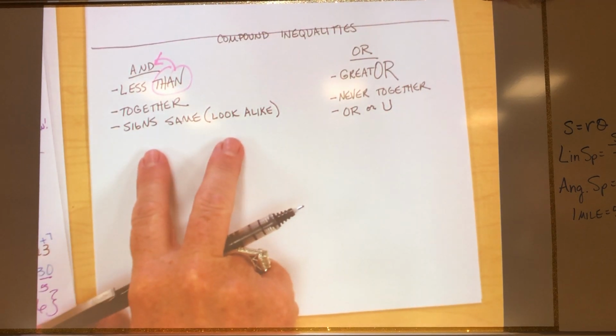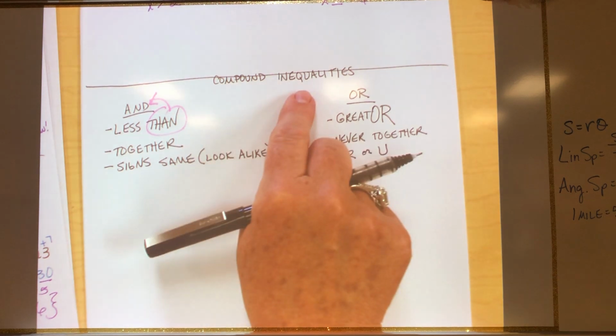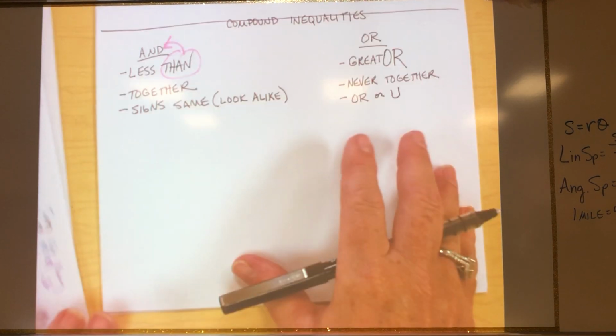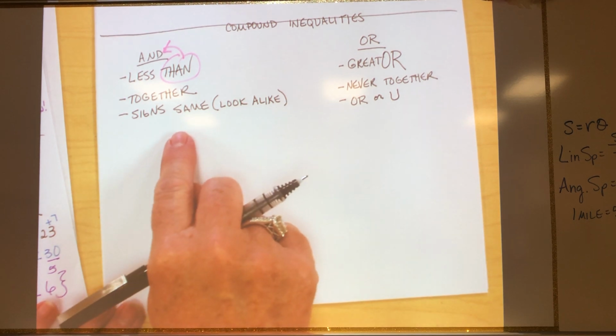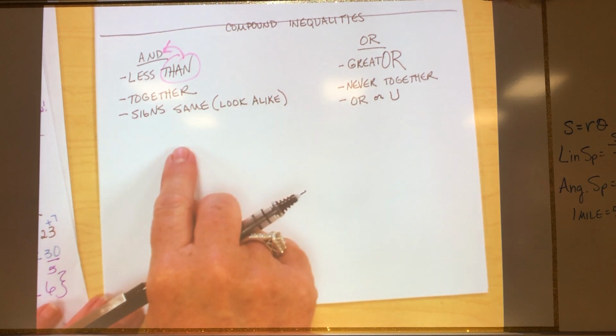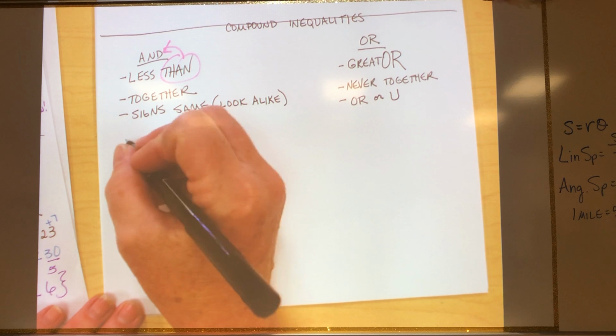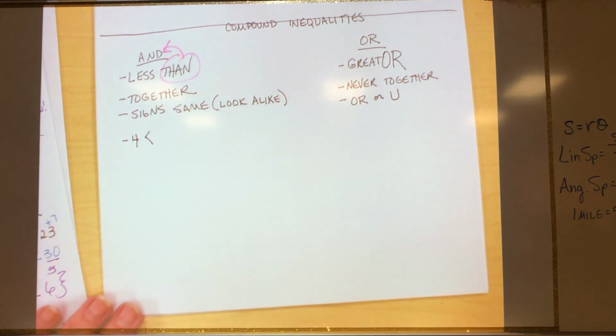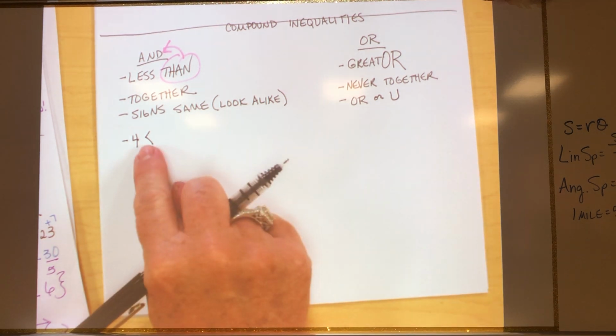All right, so here we go. This is a compound. Now, compound means that there's more than one, like a compound sentence has two subjects, right? So this one's going to be more than one inequality. This is what this one's going to look like: -4 less than.